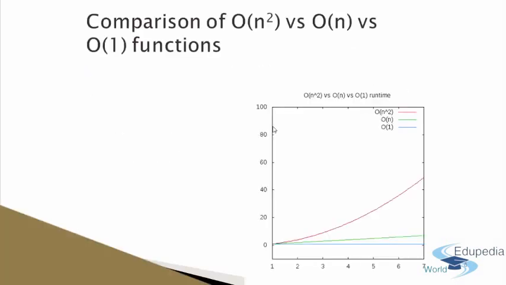Now this is a graph. This graph shows you the comparison between O(n^2), O(n) and O(1). So O(1) is this blue line, which is a straight line. Then O(n) is a line which grows as we grow the data. And O(n^2) grows in a very sharp way because it grows raised to the power 2 with the rise of the input. So this is how you can see all three graphs over here.